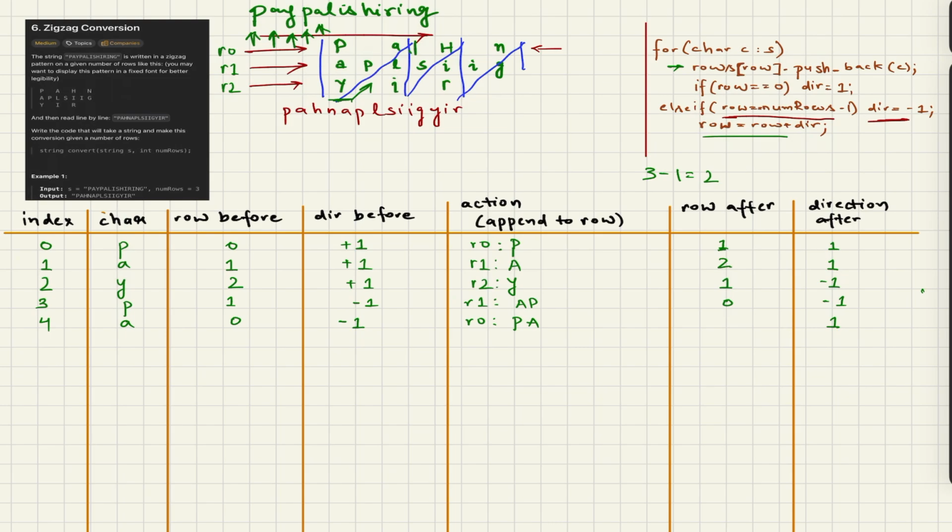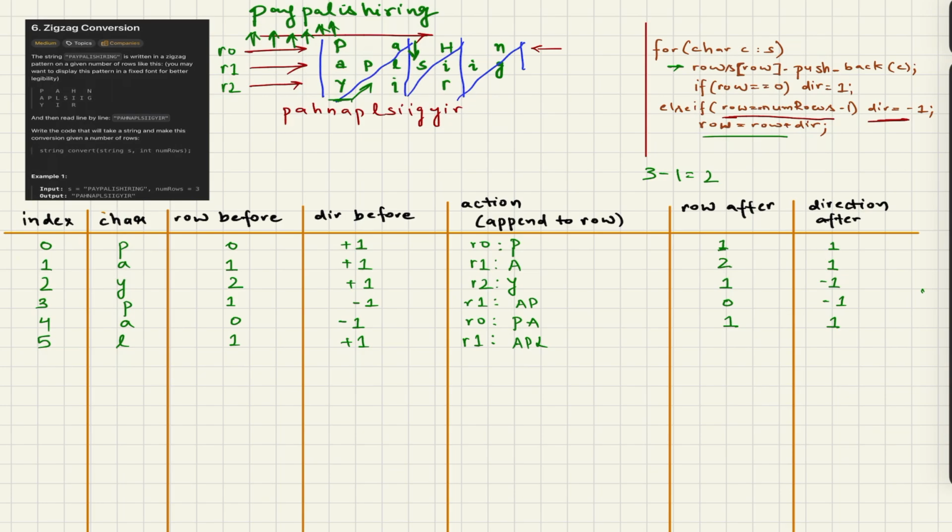I'm here, and when I say 1, that means now I have to start going down. And row is equal to row plus dir, so this also becomes 1. Now again we move the index, and we are at 5. The letter in hand is L. The row from the previous operation is 1, and the direction from the previous operation is +1. My R1 was AP and it appends L, so now it becomes APL.